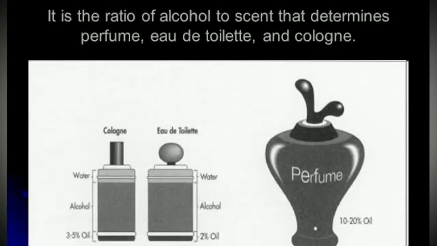Once everything is done, you obtain a particular scent, and then you add alcohol and water to it, which will later decide whether a particular perfume will become an Eau de Toilette, a Cologne or a Parfum. I have already made a separate video on the difference between these 3 types. You can check it out. I'll put the link in the description box below.